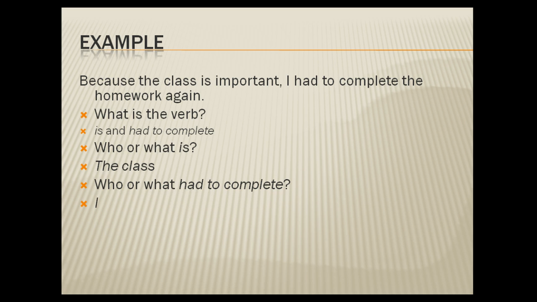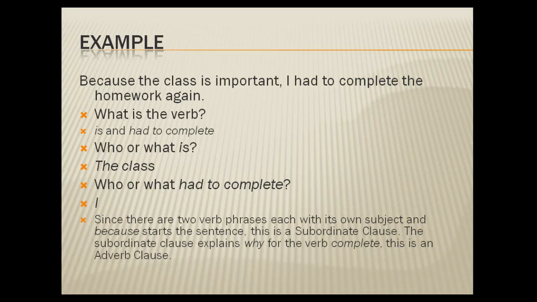So now we're looking for conjunctions. We have because in the front of the sentence. Therefore, because the class is important, that's a dependent clause or subordinate clause, followed by a comma. I had to complete the homework again. That's an independent clause. So because, as we know, if we had to figure out which W it's describing or answering, it's answering a why. And if it's answering why, then we have to look at it as being an adverb clause.